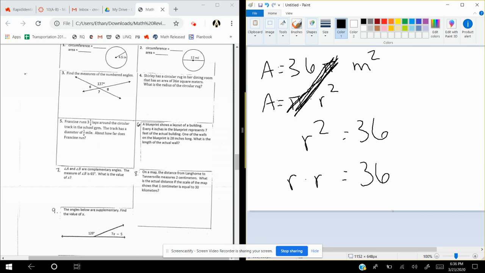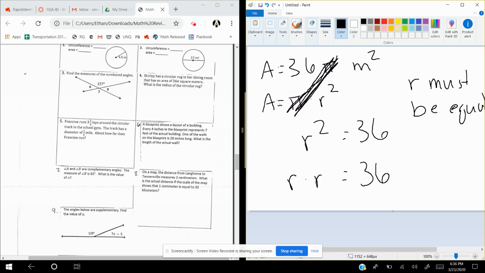Now remember, radius must be the same. You can't have two different radii in one circle. If that's the case, it wouldn't be a circle, it would be an oval. So radius has to be the same. Okay, r must be equal. So what can I multiply together that is the same to get 36?